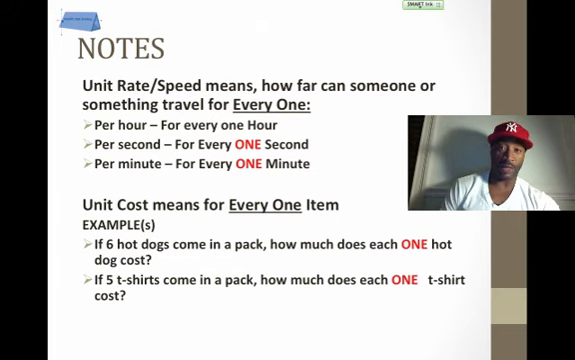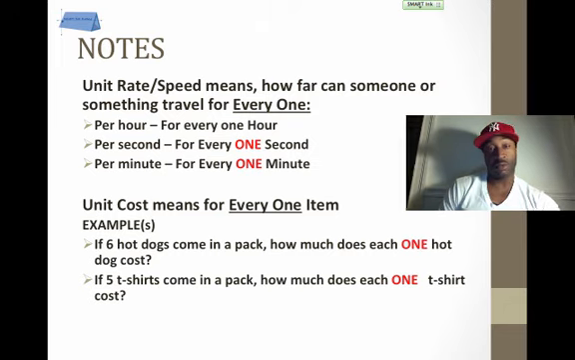Example, if you have 6 hot dogs that come in a pack, how much does each one hot dog cost? Like I said, even though you can't open the pack and get one, you still want to know how much you're paying on average for each one. And to take a step further, if 5 t-shirts come in a pack, how much does each one t-shirt cost? This is unit cost, the cost of one. Very simple. Unit rate, unit speed, unit cost.